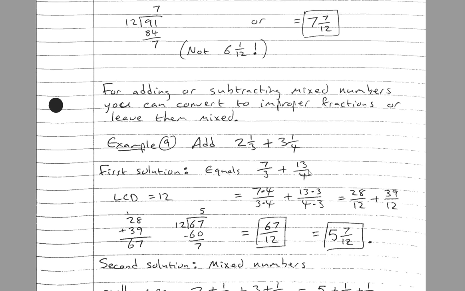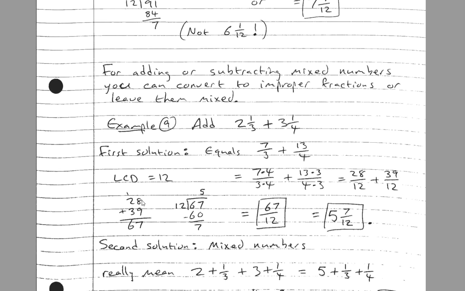These are the improper fraction versions. The LCD is 12, so hit this with 4s and this with 3s. We get 28 over 12 plus 39 over 12. Add the tops, we get 67, so that's 67 over 12. And if you want a mixed number, 12 goes into 67 5 times, that's 60, remainder 7. So as a mixed number, it's 5 and 7/12.